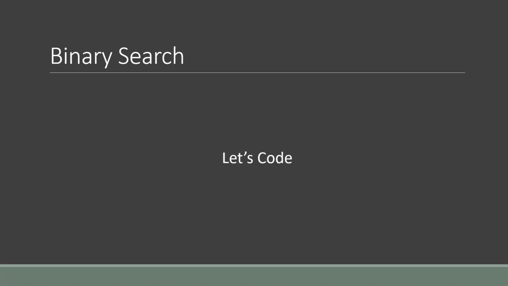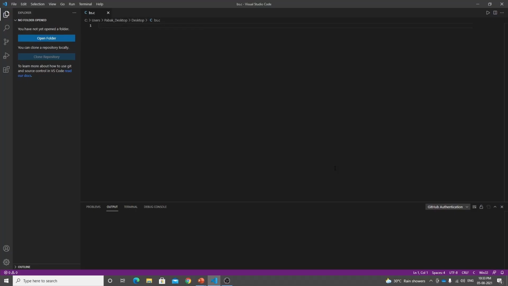Now let's code binary search. There are two ways of programming binary search: one is the iterative method, one is the recursive method. In our program we will look at the recursive method only. Now let's implement binary search using C. Let's get started.